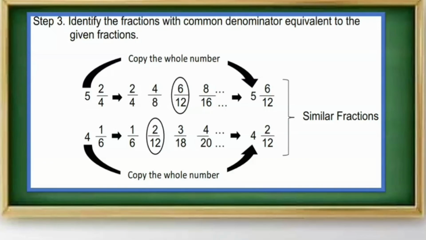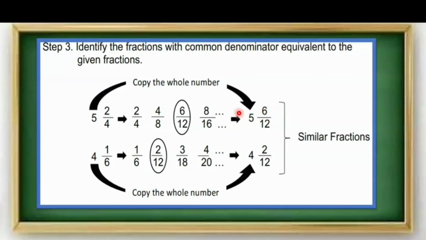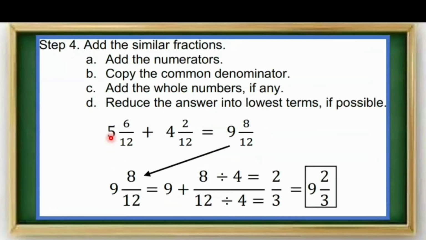Okay, so for the third step is identify the fractions with common denominator equivalent to the given fractions. From here, makikita na natin yung common or yung similar fractions. We have here 6 12ths and 2 12ths. So just copy the whole number. And so 5, and also copy the whole number here, 4, and then the similar fractions. And so for the fourth step, let us now add the numerators.